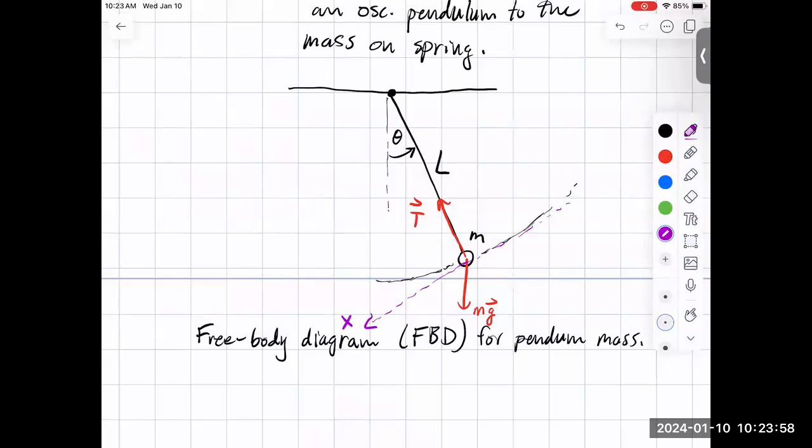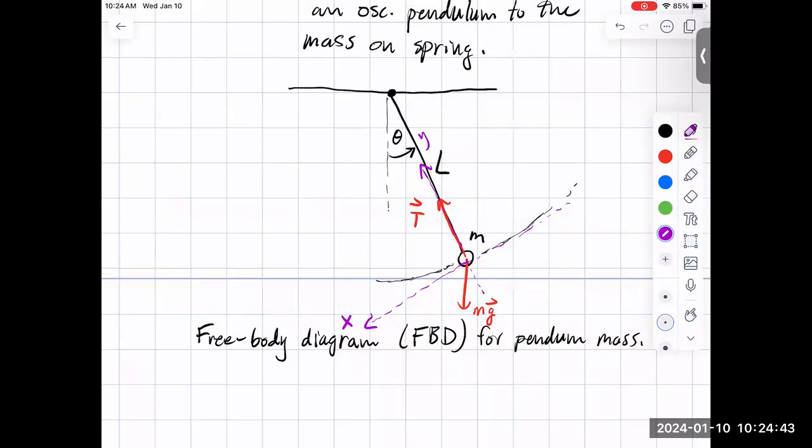The reason I'm going to make that choice is because at this moment, our pendulum is either swinging to the left or the right, but its instantaneous velocity is going to be along that x direction. That's the reason I made that choice. The consequence is that our gravitational force is now not along the x-axis, and it's also not along the vertical axis, where I'm going to choose it to be, of course, perpendicular to x. Okay, so that's the consequence.